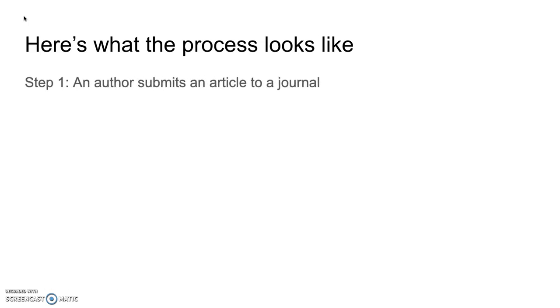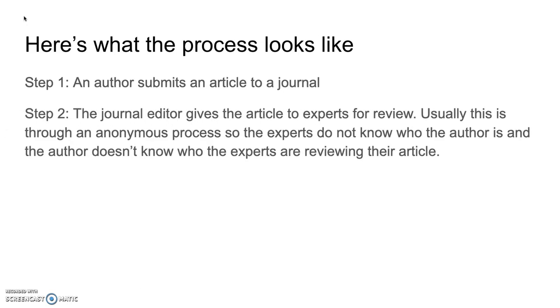Step 1, an author submits an article to a journal. Step 2, the journal editor gives that article to experts for review. Usually this is through an anonymous process so that the experts do not know who the author is and the author doesn't know who the experts are who are reviewing their article. This is done to avoid bias.